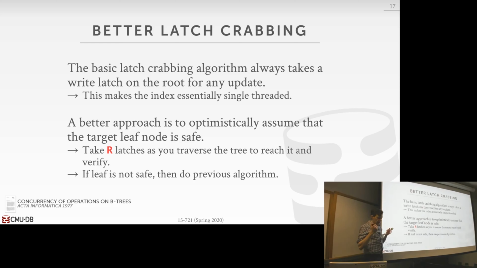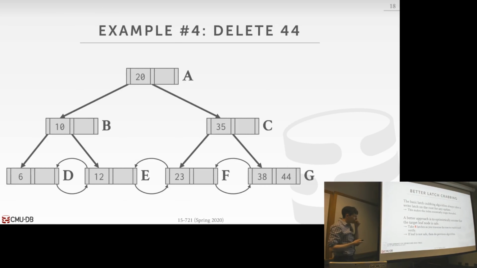If my assumption that I'm not going to do a split or merge was correct, then I take the write latch to do my change, and I'm done. If I am incorrect, then I can come back again and now take the more heavyweight write latches all the way down. All right? So let's look at our two examples: delete 44 and then the insert.